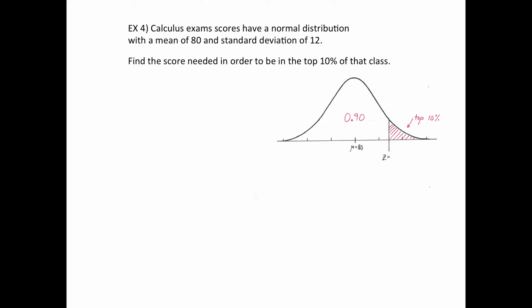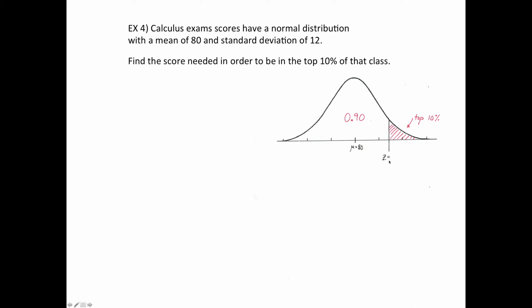And then here's a different example. So now we're going to work backwards. On the previous ones, you're given the score and you find the percent. Now you're given the percent and you need to find the score. So first of all, draw the picture. This is what it would look like. The mean equals 80, goes in the middle. Here's the top 10%, which means that they beat 90% of the other people.